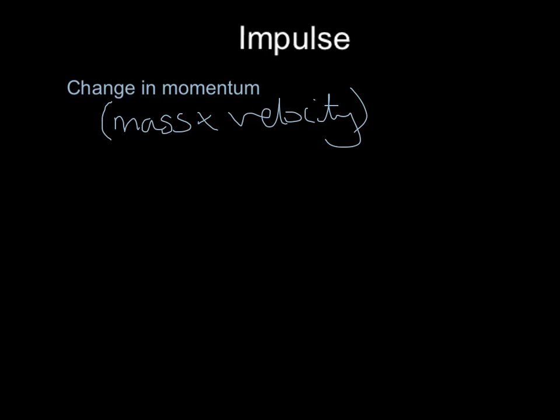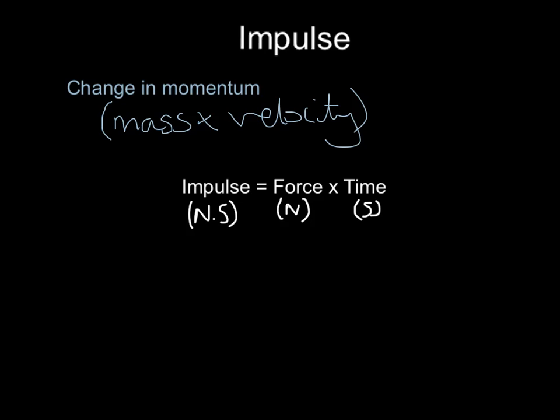Impulse is a change in momentum. More specifically, impulse equals force times time. Now, something I've got to be aware of is, if I was to write it like that in an exam, I wouldn't get the marks because I forgot to do one crucial thing, and that is the units. Force is measured in newtons, time is measured in seconds, and impulse is measured in newton seconds.